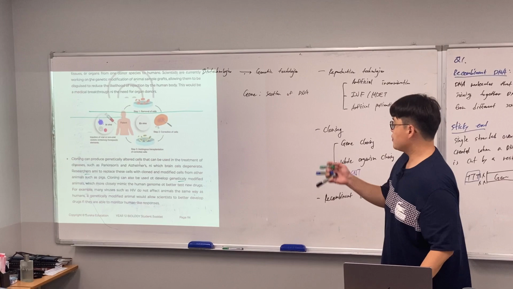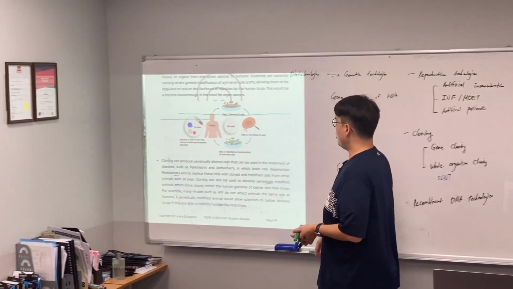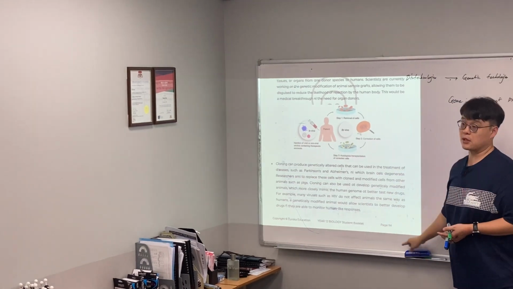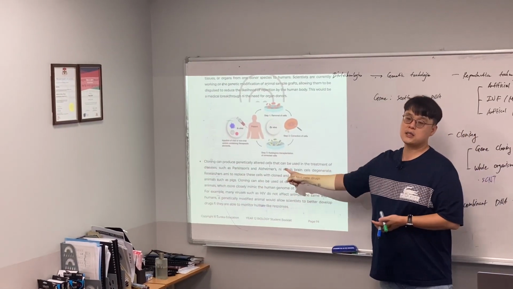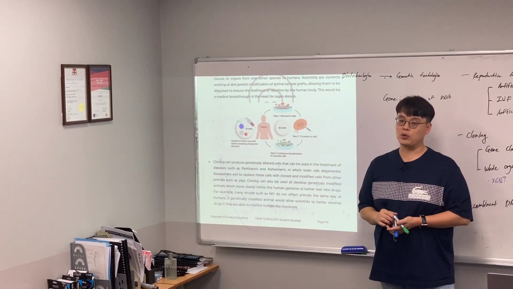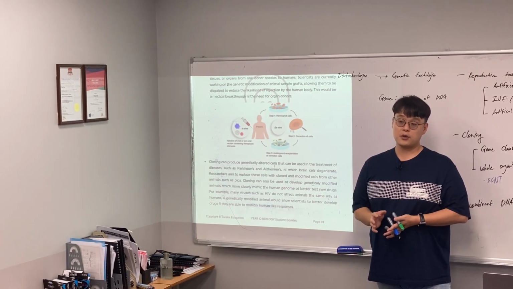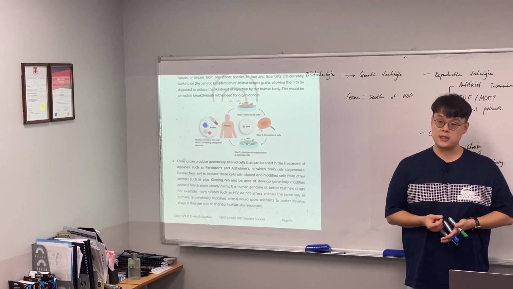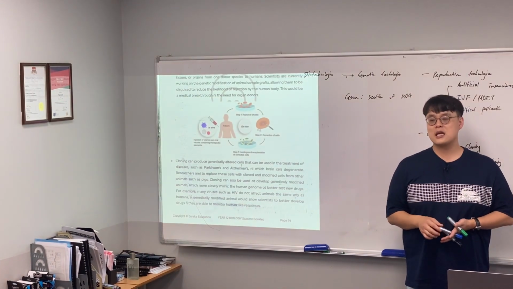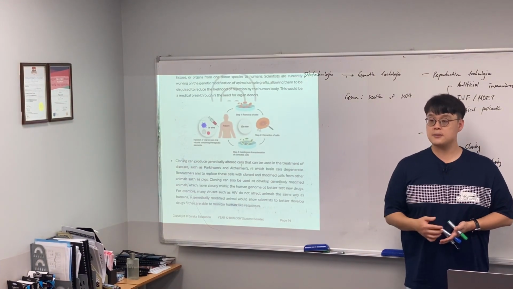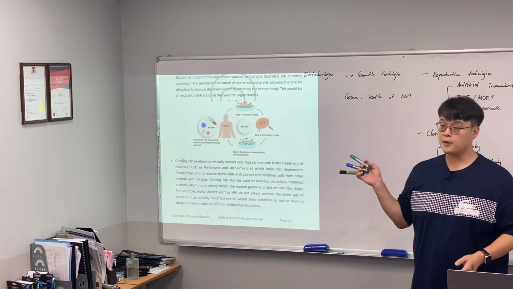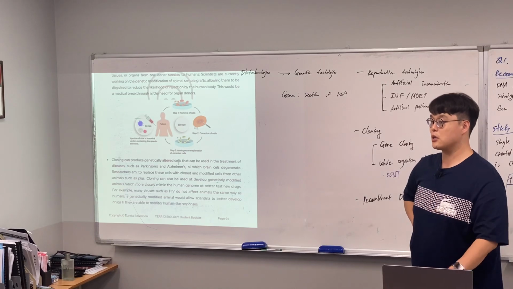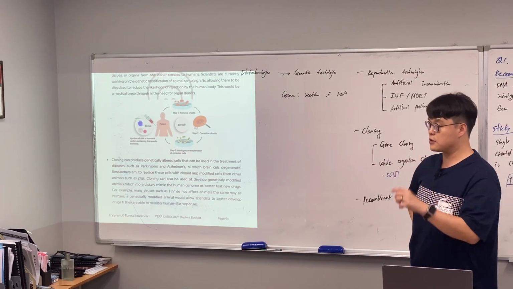Okay, cloning can also produce genetically altered cells that can be used in the treatment of diseases such as Parkinson's and Alzheimer's. Okay, highlight this. Parkinson's and Alzheimer's used to be non-curable. Now, because you can make a clone of that, you can replace the cells and treat Parkinson's and Alzheimer's disease. It's not a perfect cure, but you can improve the symptoms. So it is helping us. It is very precise in terms of targeting very specific genes too.